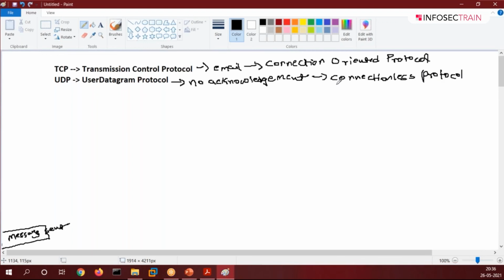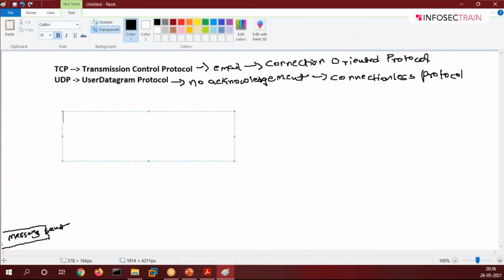So what is the difference? If you are sending data through TCP, the data will reach without any packet loss, right? So in TCP, you are sending the data with no packet loss. But if you are sending data using UDP, there can be packet loss.